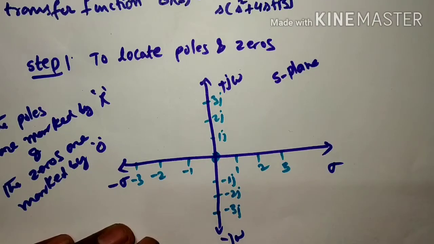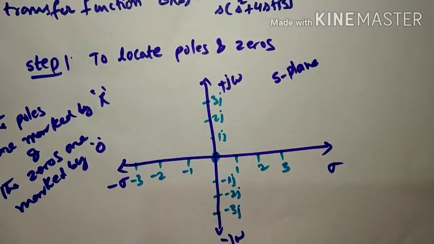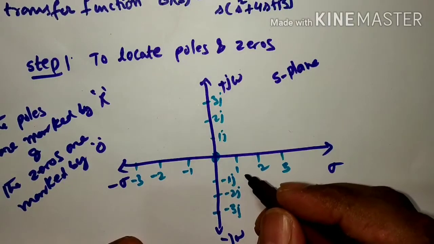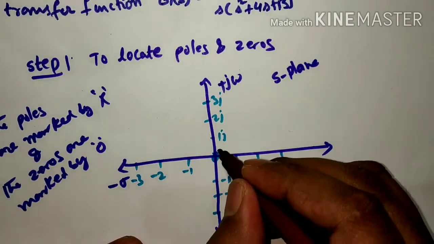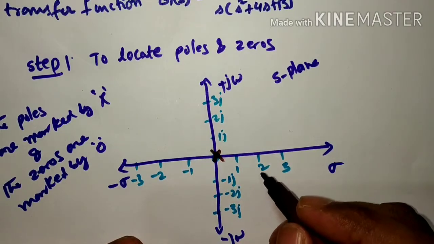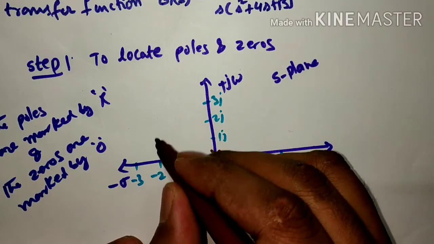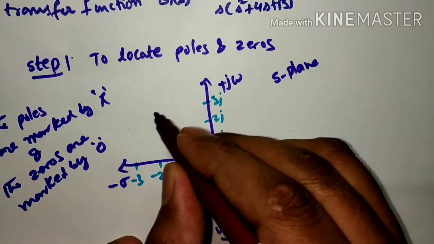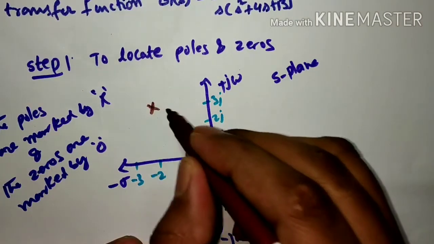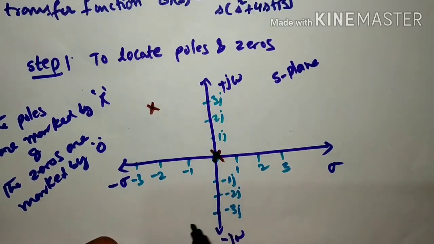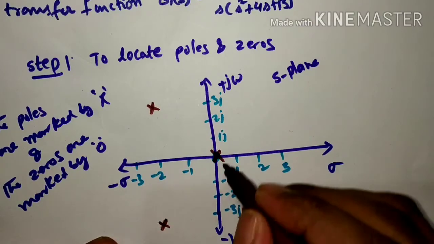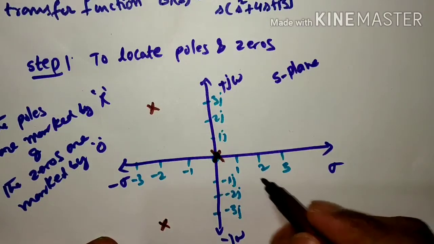Now we have to locate the poles and zeros. Zeros we don't have, so we locate the poles. Look at the poles: s1 = 0 is one pole here, another pole is at −2 + j3, and another pole is at −2 − j3. So there are three poles here.